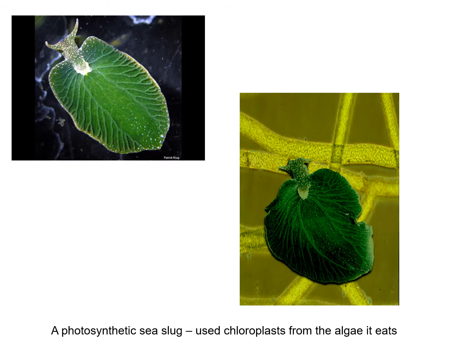Animals are heterotrophs, right? Well, there's always an exception. This beast is a photosynthetic slug, a mollusk. It actually consumes algae, takes the chloroplasts from the algae cells, transports them to its own tissues, and becomes photosynthetic.